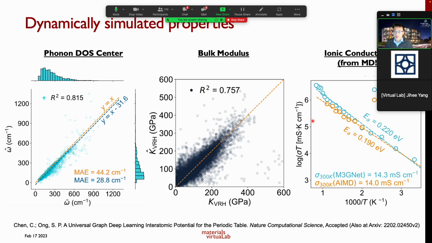Now, of course, an interatomic potential is not just used to relax structures and calculate the energy, right? You can essentially use that to calculate any dynamic properties, right?